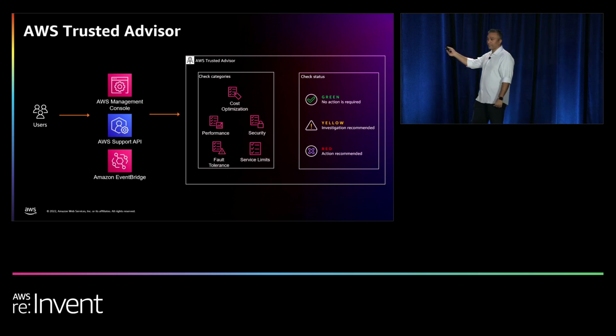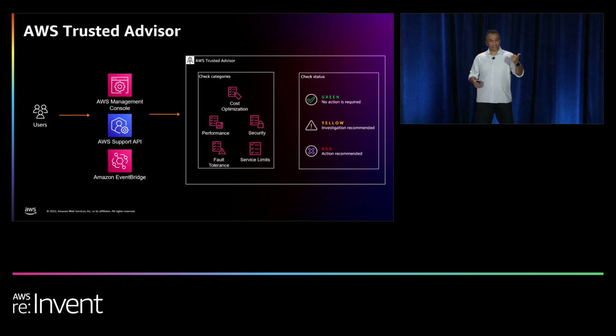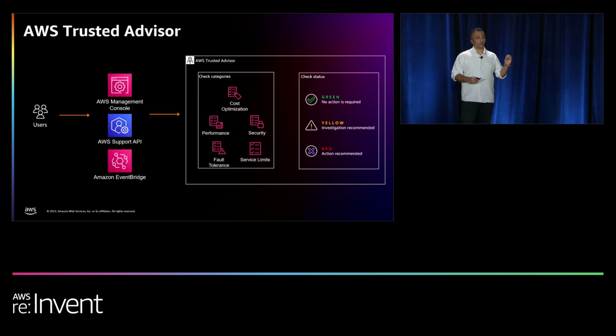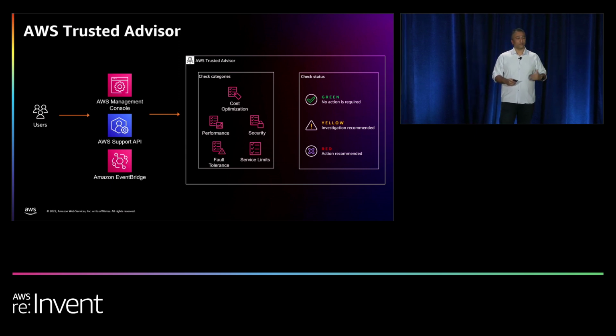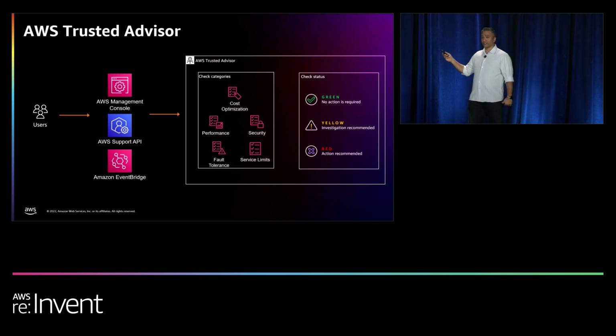Trusted Advisor today supports 5 different categories, very much aligned with the well-architected categories. So you have cost, performance, security, fault tolerance, which covers a whole bunch of resilience best practices, and then service limits, which helps protect you from quotas, before you hit these quotas for various services.